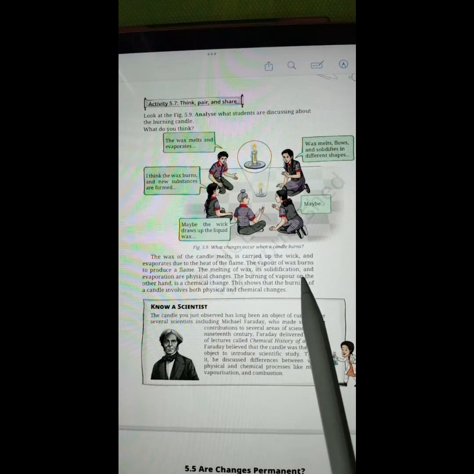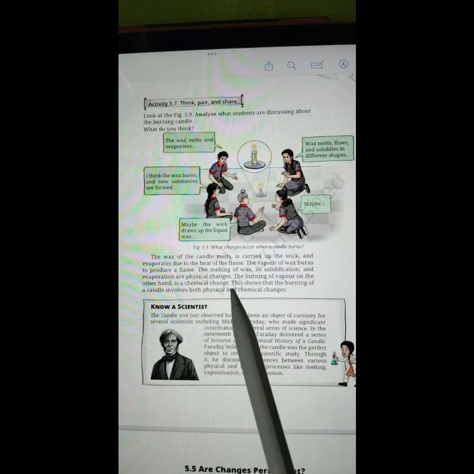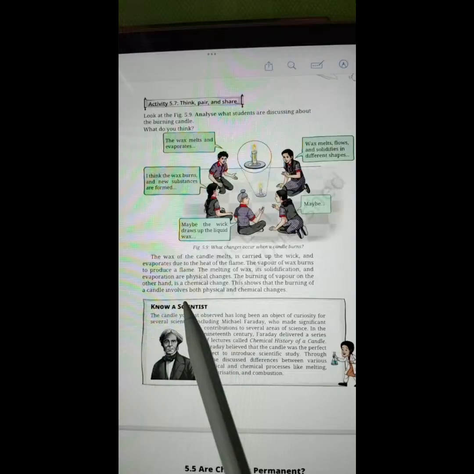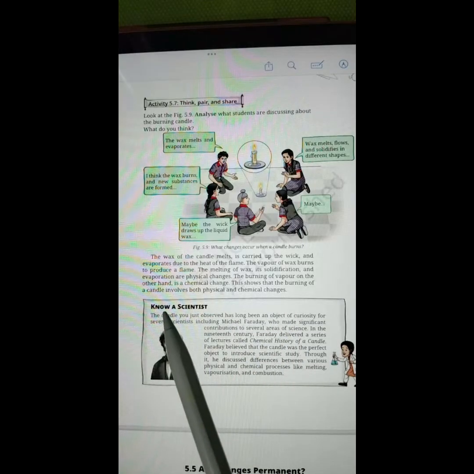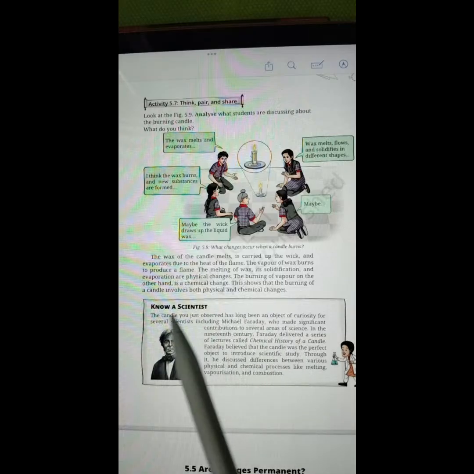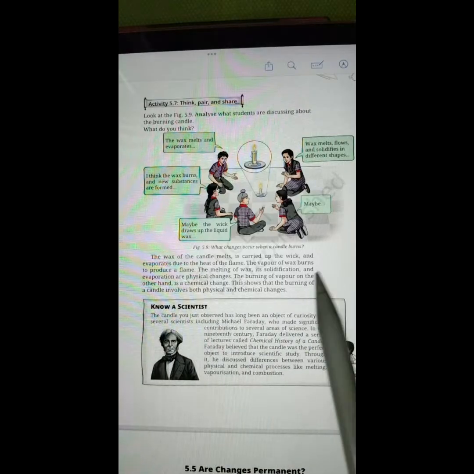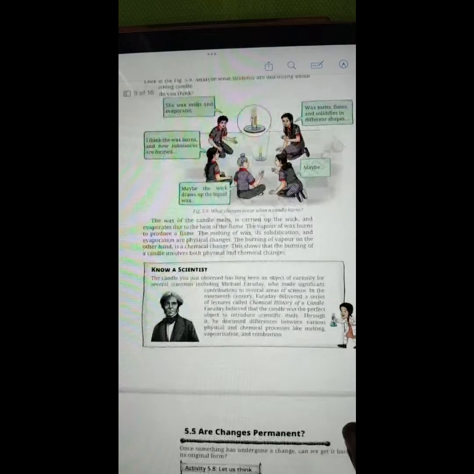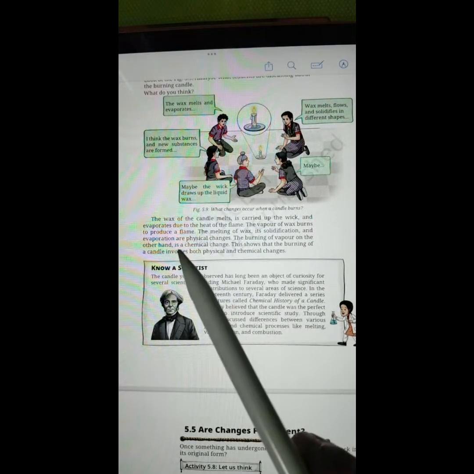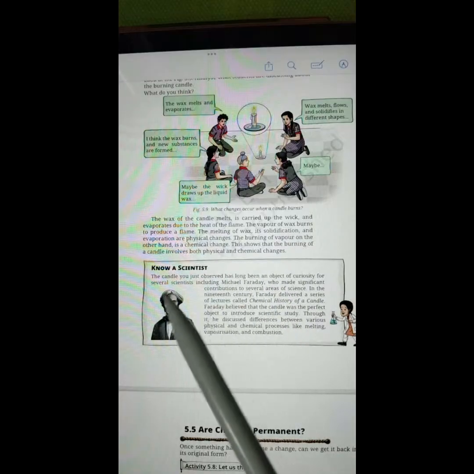The vapor of wax burns to produce a flame. The melting of wax, its solidification and evaporation are physical changes. The burning of vapor, on the other hand, is a chemical change. This shows that the burning of a candle involves both physical and chemical change. Make sure you remember this experiment till higher classes.